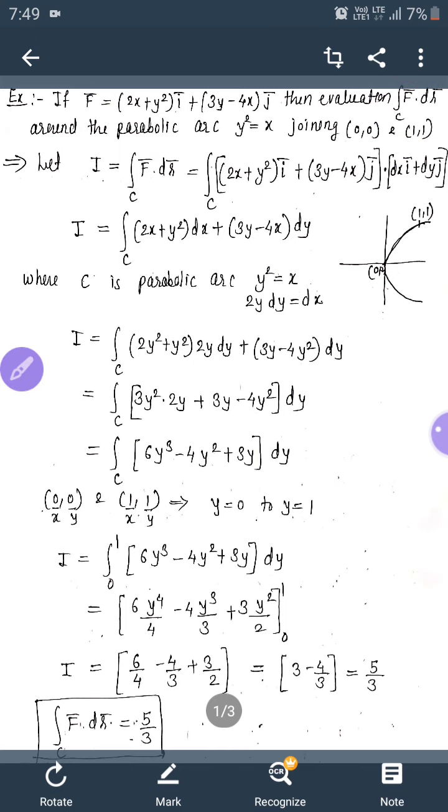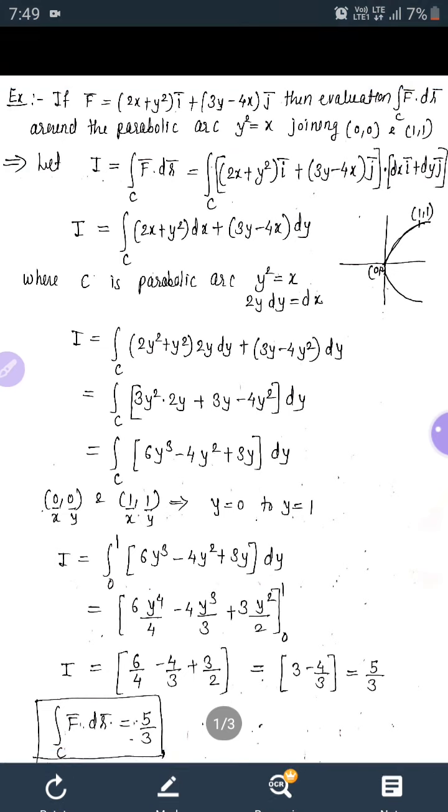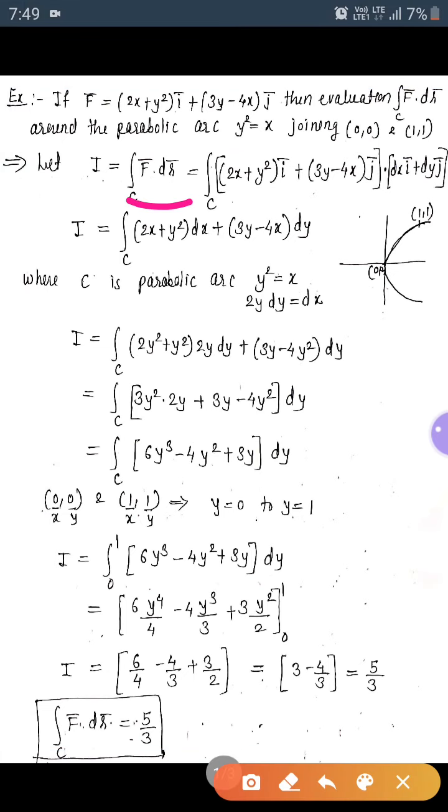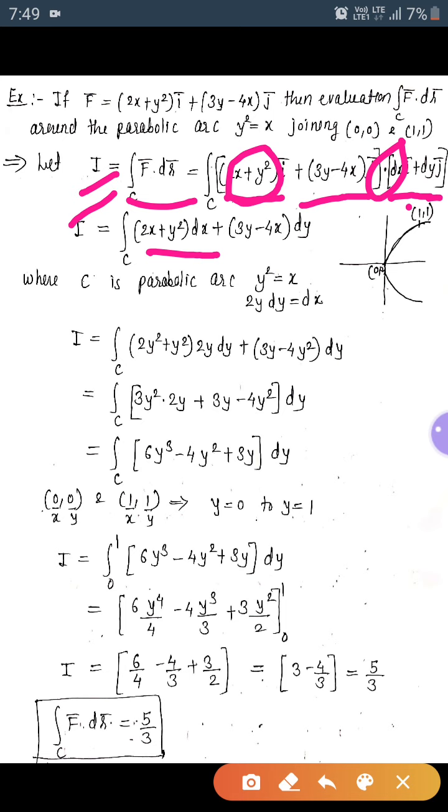So, first we denote that integral over C of F dot dr by I. Now it is equal to the integral over C, substituting the value of F, which is (2x plus y squared) i plus (3y minus 4x) j. Now F is in terms of i and j, so we evaluate dr in terms of i and j only. We have written dx i plus dy j. Now find the dot product of these two vectors, the coefficient of i with i. So it is (2x plus y squared) dx and (3y minus 4x) multiplied by dy.